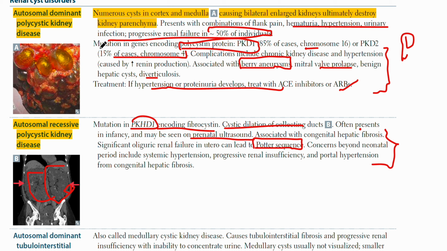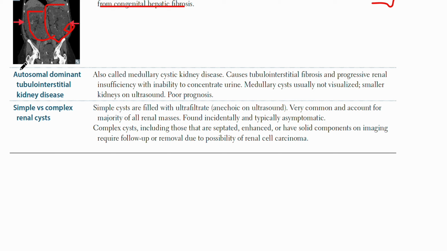So this is a disease of adults, dominant, and this is a disease of infants. The concerns beyond the neonatal period include systemic hypertension, progressive renal insufficiency, and portal hypertension from congenital hepatic fibrosis. Okay, let's talk about autosomal dominant tubulointerstitial kidney disease, and simple versus complex renal cysts.